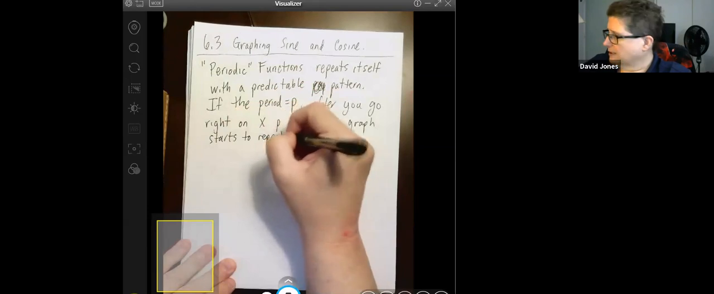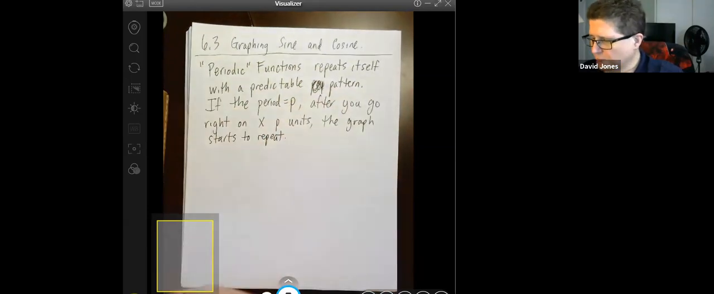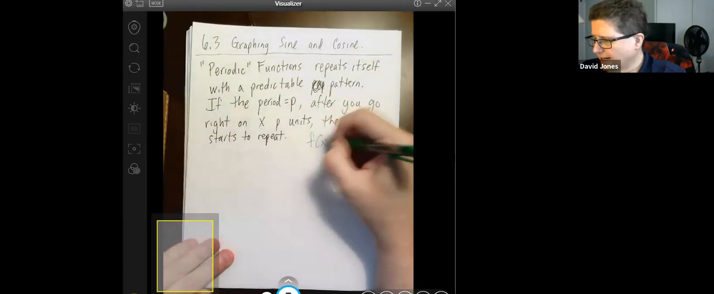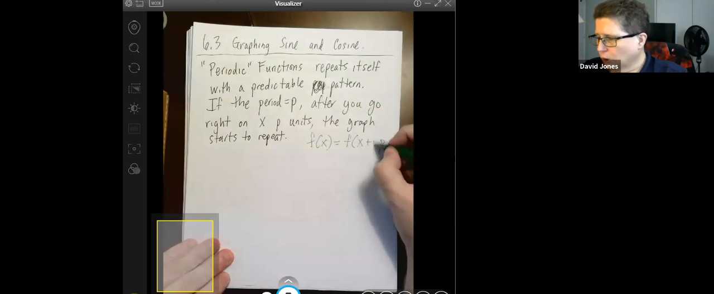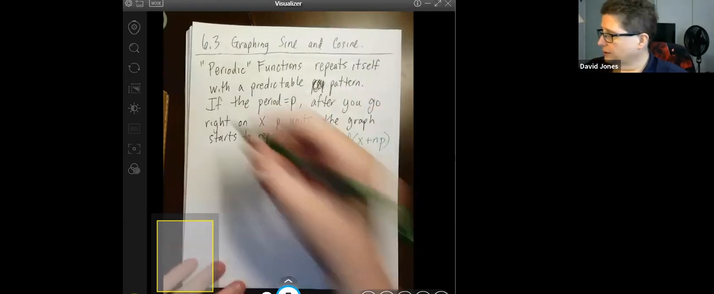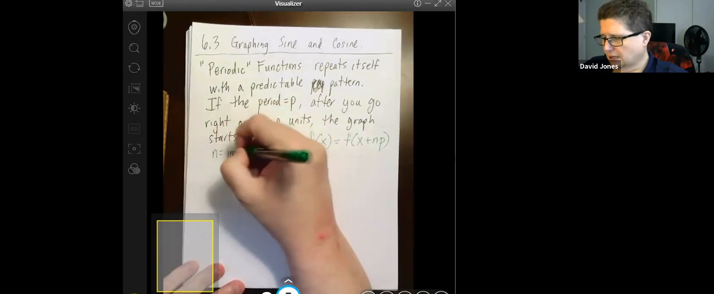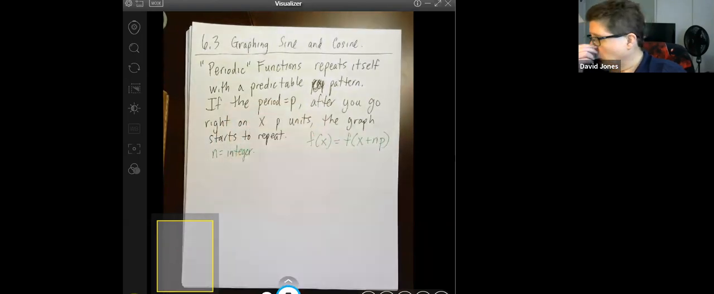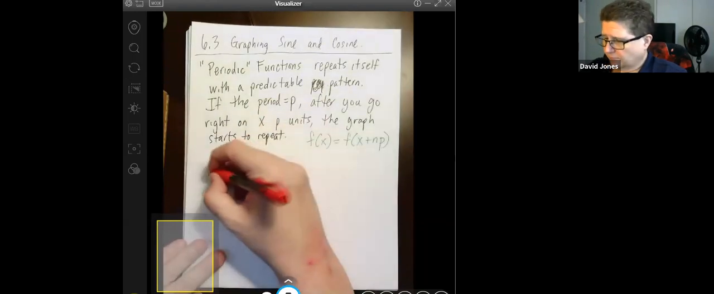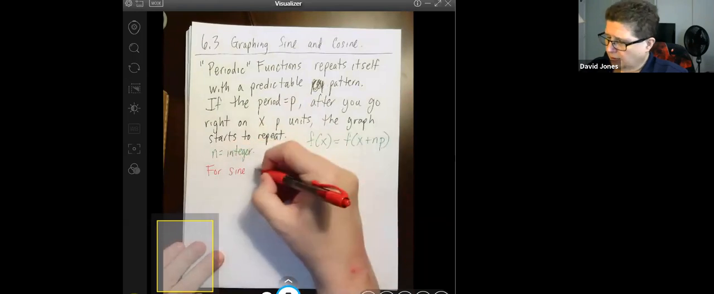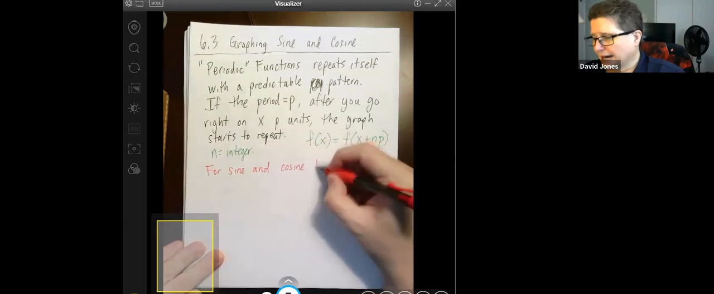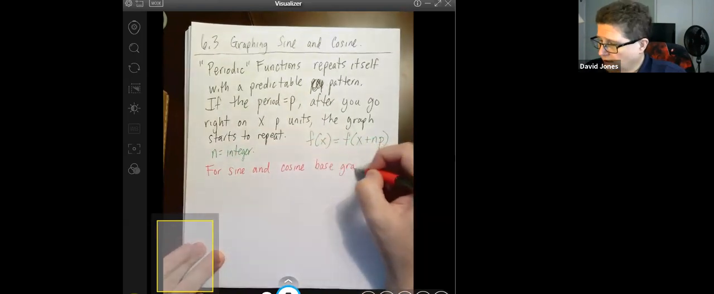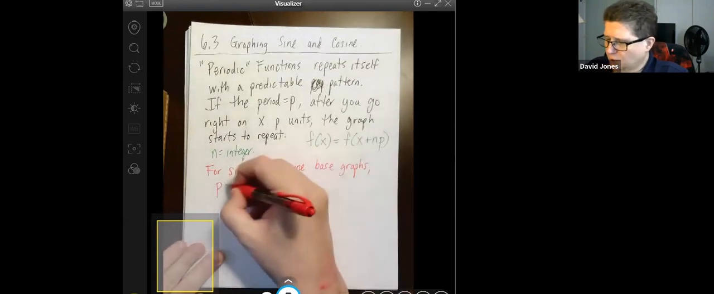Same thing going left. What this means in terms of a function is f of x is equal to f of x plus P, and any multiple of P, so f of x plus nP, where n is an integer. For sine and cosine base graphs, P equals 2 pi.